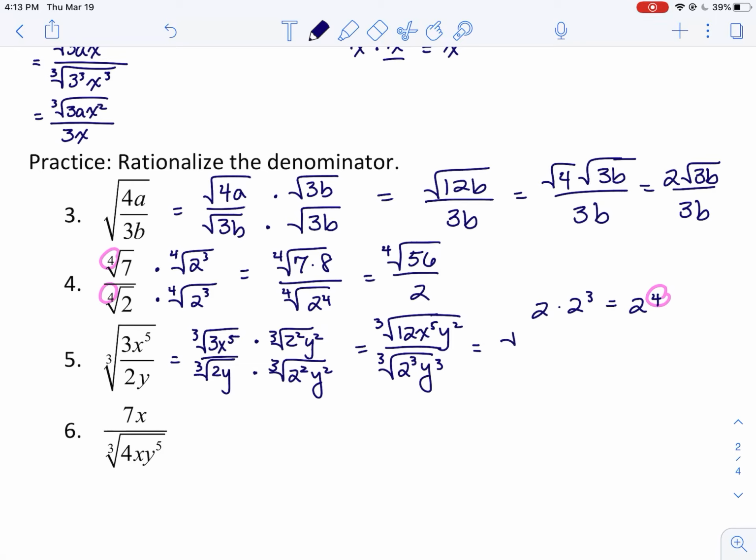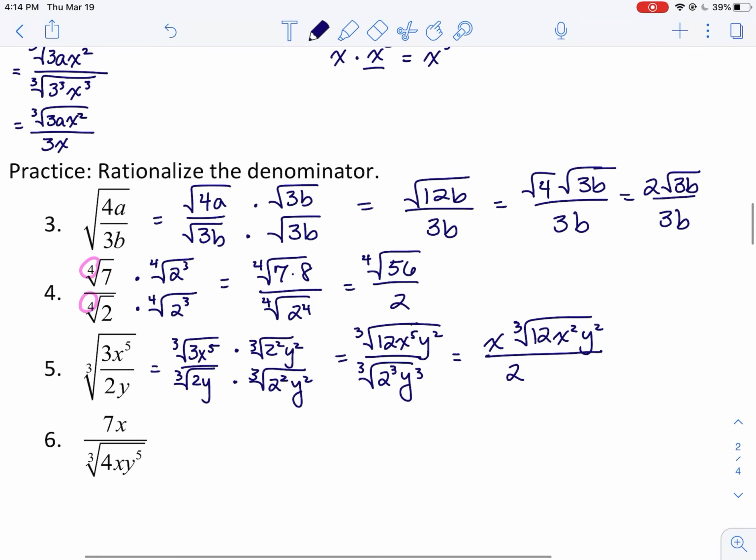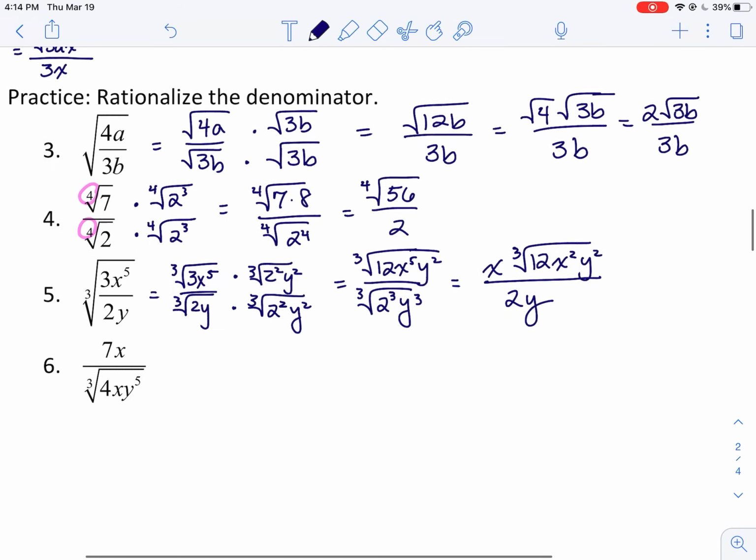Which is equal to the cubed root of, actually, let's look at this and get some more room here. So I can't take the cubed root of 12, but I can take the cubed root of x to the 5th. I would have one group of 3 x's, so one x can leave, and then the cubed root of my 12 stays. I had one group of 3 x's with 2 x's left over, so x squared, y squared, all over the cubed root of 2 cubed is 2, and the cubed root of y cubed is y. So that's my answer for this one.